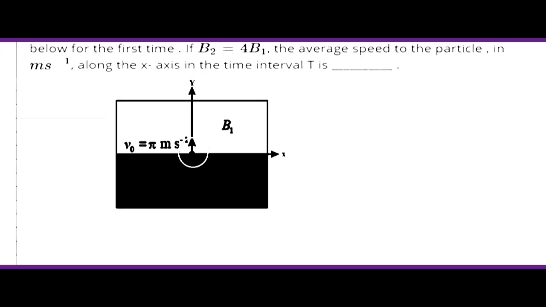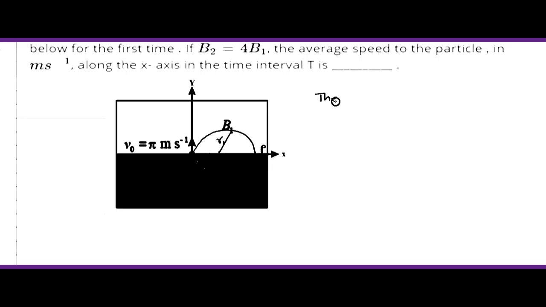So it will complete a semicircle in magnetic field B1, and let's say the radius for that semicircle is R1. Then the charged particle enters into magnetic field B2, and here also it revolves in a circular path. Let's say radius for this circle is R2. This point is P, and let's say this is point Q. So the distance which is covered by the particle along x-axis will be equal to 2R1 plus 2R2.